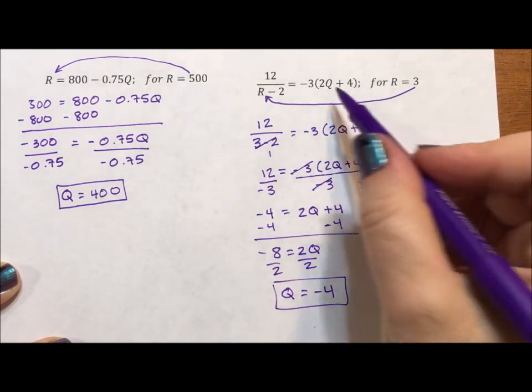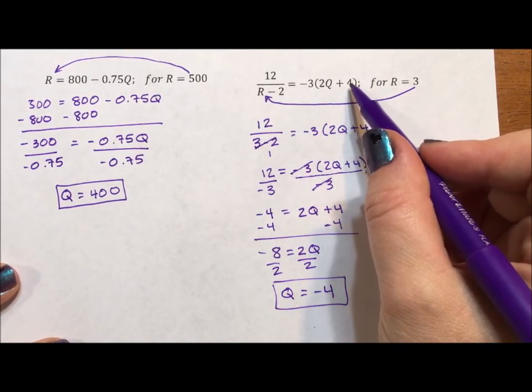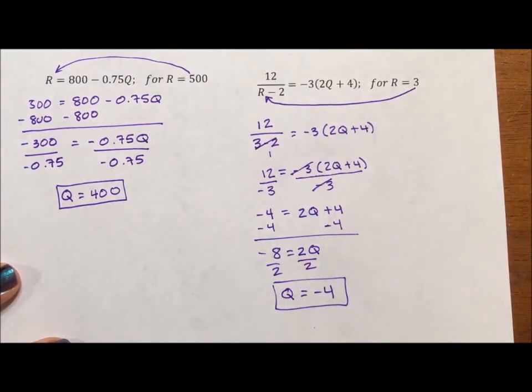If we plug this back in, negative 4 times 2 is negative 8. Negative 8 plus 4 is negative 4. Negative 4 times negative 3 is 12. And that's where we started.